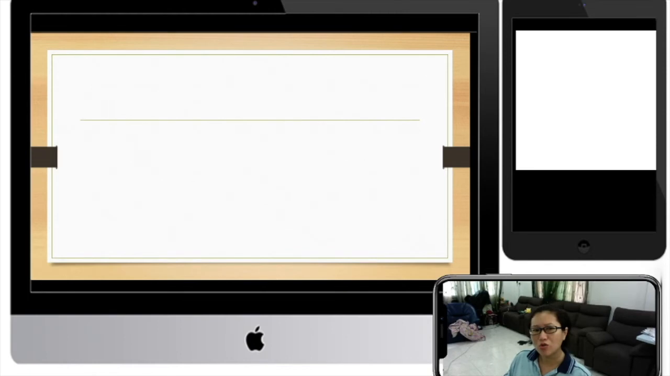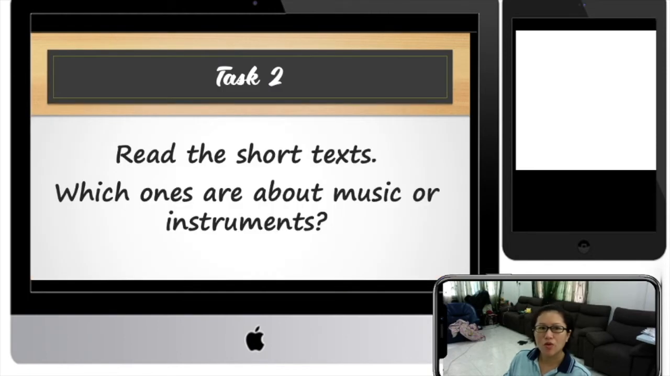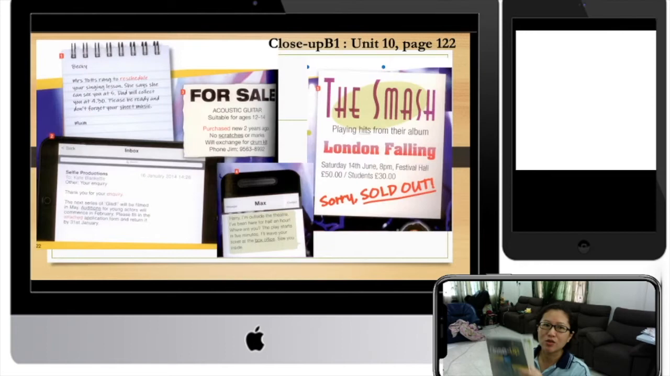Let's move on to task 2. Read the short text. Which ones are about music or instruments? You can refer to your Close-Up B1 book, Unit 10, page 122. Let's zoom in to the first text.